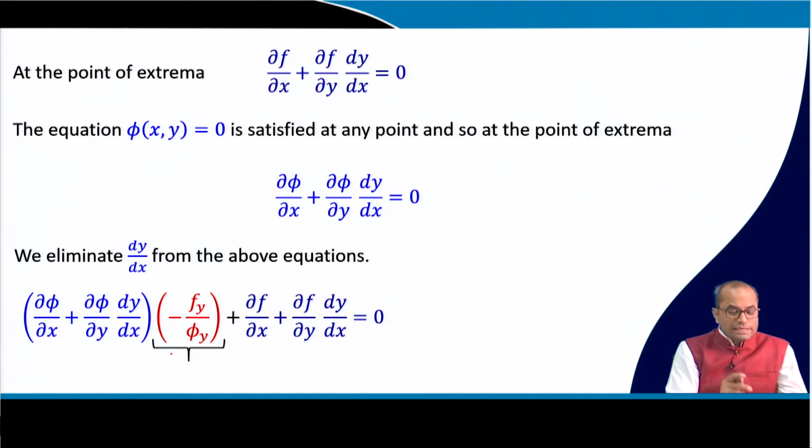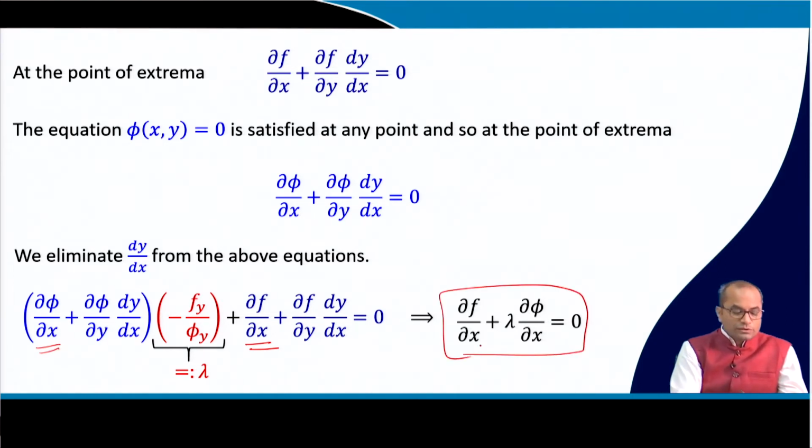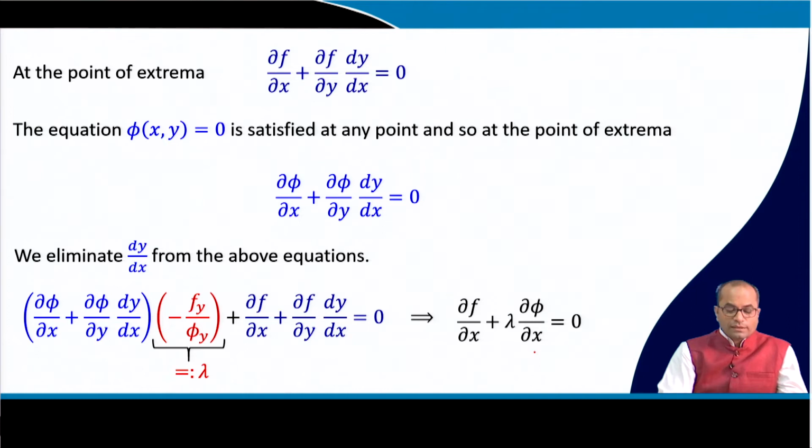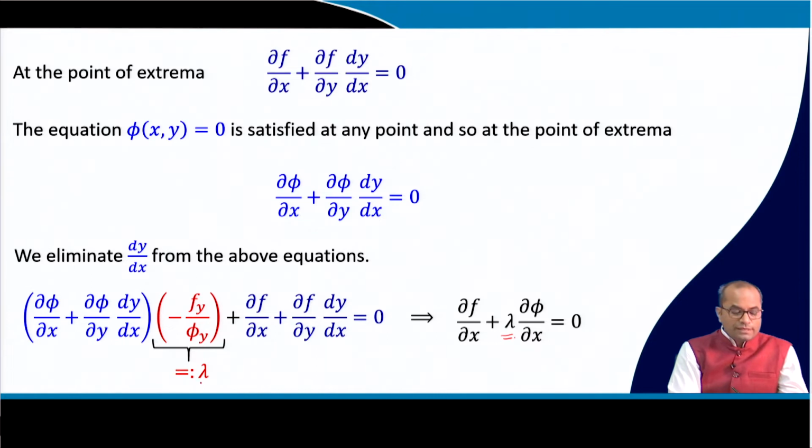Let us denote this ratio, phi y over phi y, by lambda. Then what do we get in this equation? We get del f over del x, and then a term with lambda del phi over del x, because this gets cancelled with this. So, we have only these two terms. That is one equation. How lambda is related to phi y and f y is already given here: lambda is equal to minus f y over phi y. We have just denoted it for the sake of simplicity of our equations.